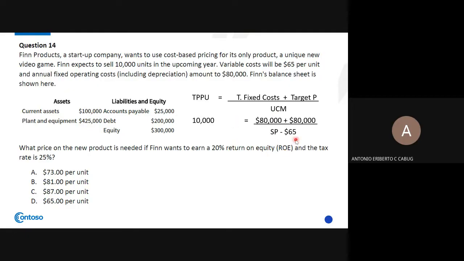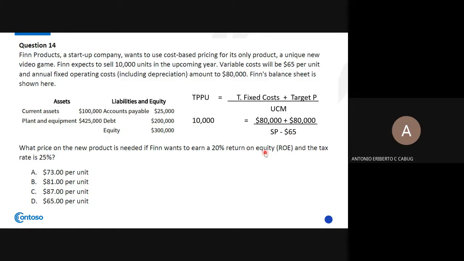So again, total fixed cost is 80,000. Target profit before tax, that's 20% times 300K, 60K, divided by 1 minus 25%, grossing it up. The target profit before tax is 80,000. We would like to achieve the target profit, gusto natin makuha yung target profit at 10,000 units.